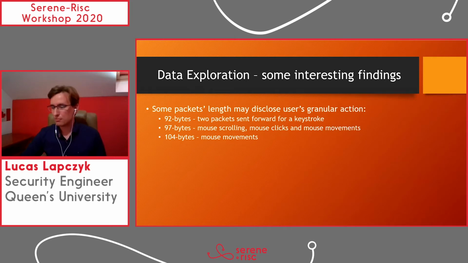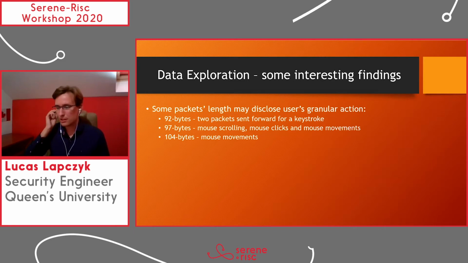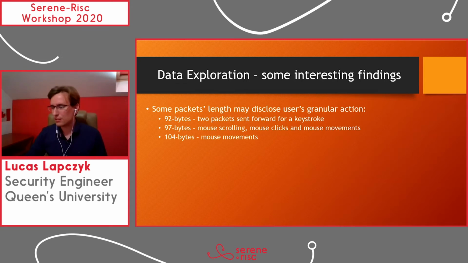97-byte packets are sent whenever the user uses their mouse to do any kind of scrolling, clicks, mouse movements. So that tells us something about the user's activities involving the mouse. 104-byte frames are sent for mouse movements alone. So only by looking at the stream of 92, 97, and 104-byte packets, we can safely determine what the user is doing when the user is typing and that kind of stuff.